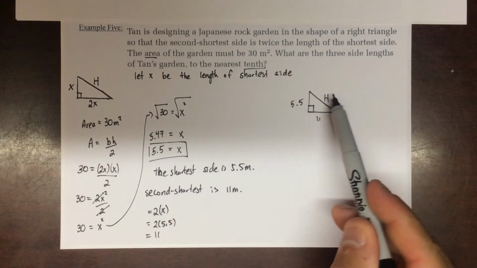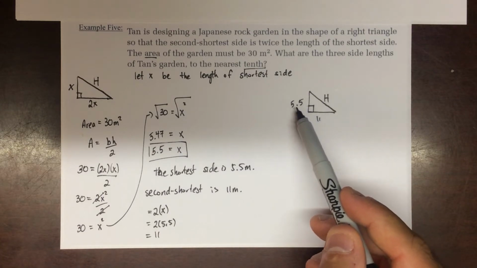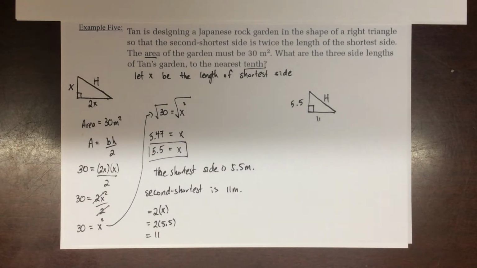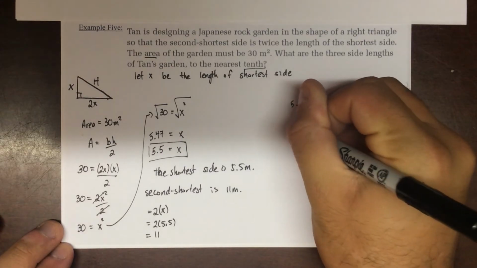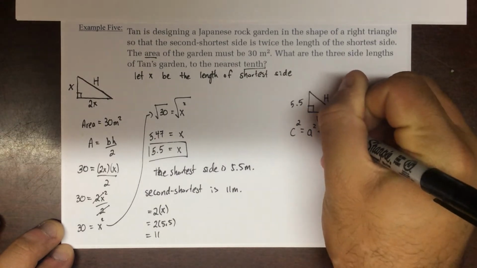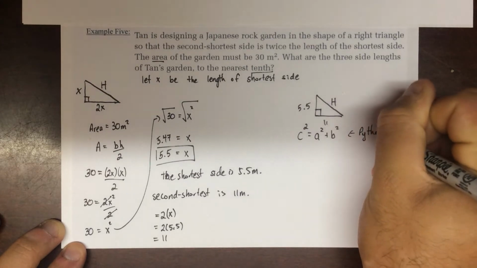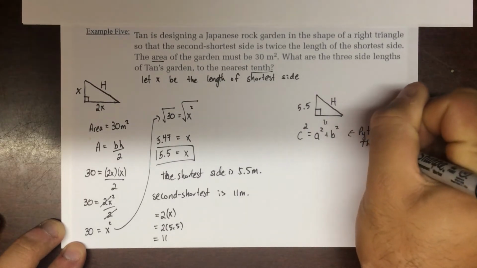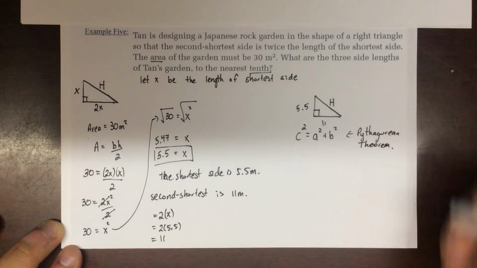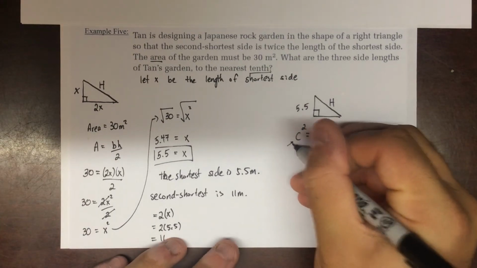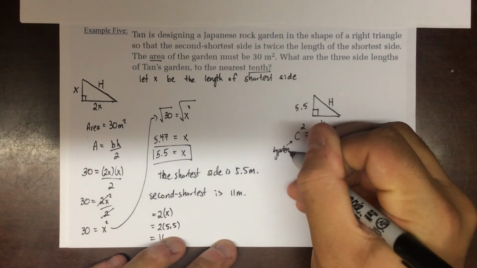How do I find this side length? Well, I have a right triangle, and I know 2 of the 3 sides. What could I use to determine the side length of that third side? Well, right triangle, I know 2 sides. I can use something that looks like this. C squared equals a squared plus b squared. This is known as the Pythagorean theorem, where C is the hypotenuse, always the longest side.